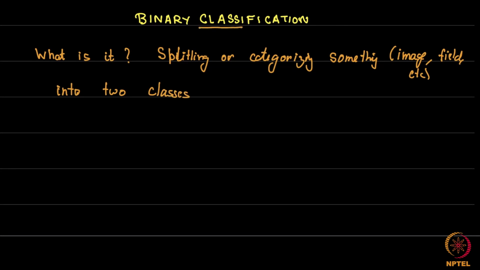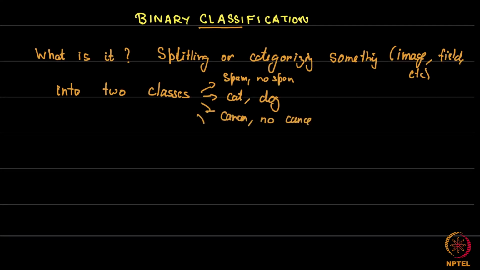Okay. So for example, of course, the standard example I have been giving throughout, when you have an email, you can say spam or not a spam. Or if you have an image, you could say cat or dog. You could say cancer, no cancer. Or thermally safe or thermally unsafe. Okay, so stuff like this. So we have just two classes in which we wish to split it.